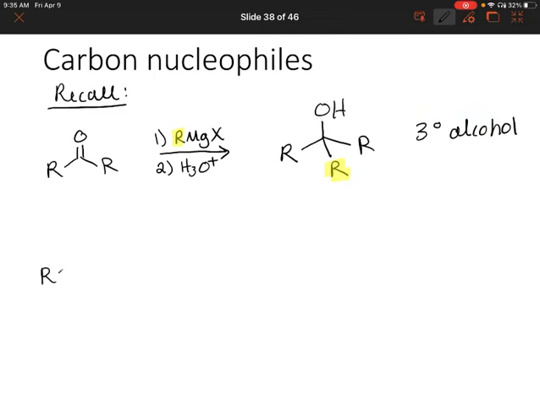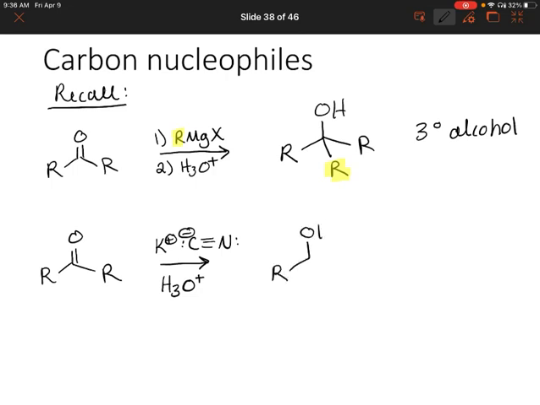Another nucleophile that we could use is cyanide. Let's see, and then we'd also need a little bit of acid there to protonate the oxygen at the end. So this is going to add a cyanide group to that central carbon. And because we have an alcohol and a cyanide group on here, this is called a cyanohydrin.